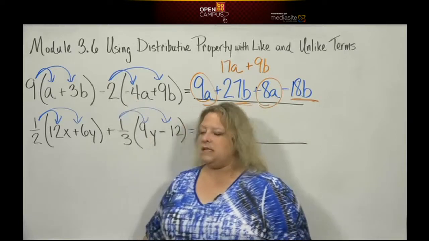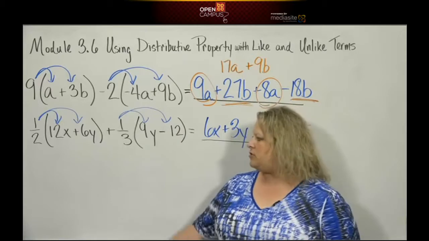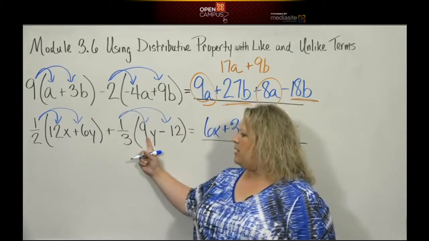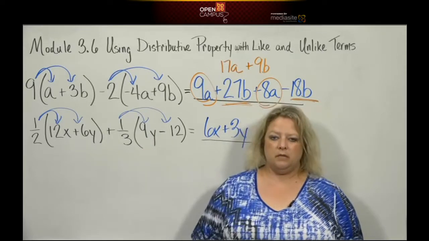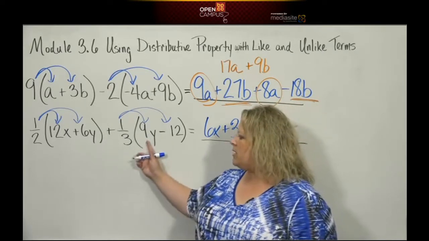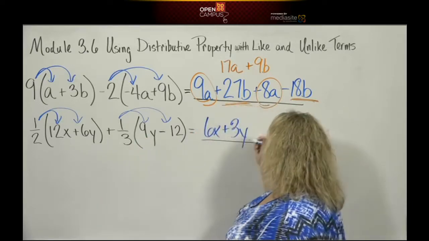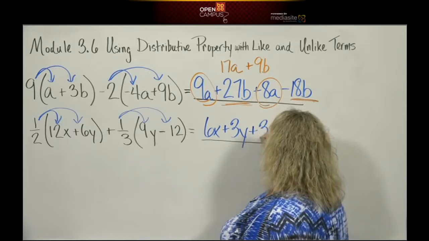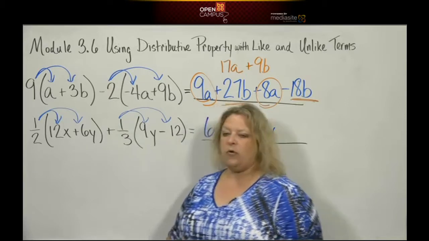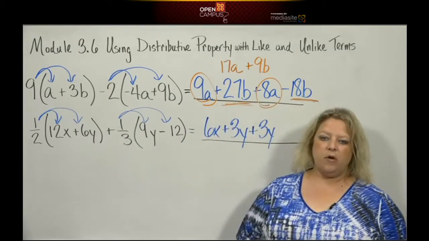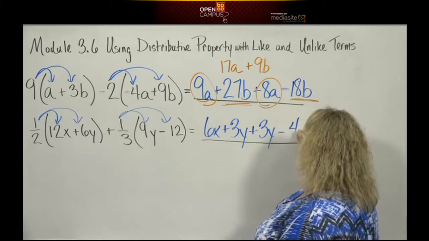Again, like the previous example, I have a whole other set of parentheses over here that I have to distribute. So when I take 1/3 and multiply it to 9, when you take 1/3 of something, what are you really doing? Dividing by 3. So if I take 9 and divide it by 3, I get 3. So that's 3y. And then 1/3 times -12, which means take -12 and divide it into 3 equal parts. How many is that? -4.